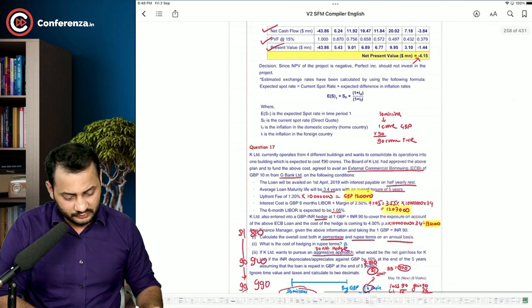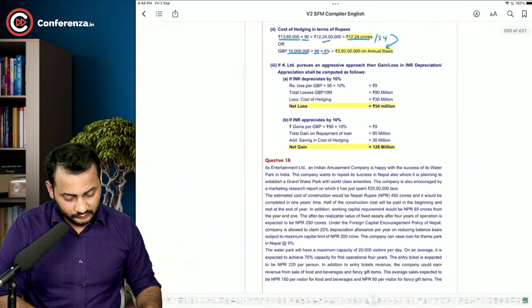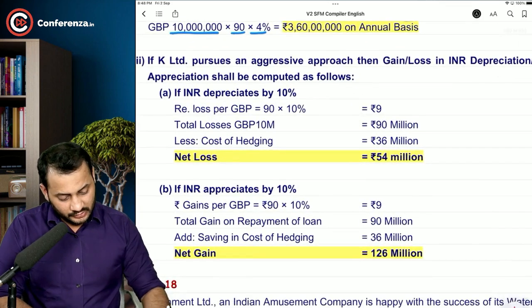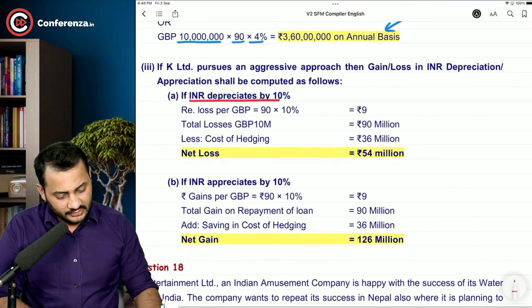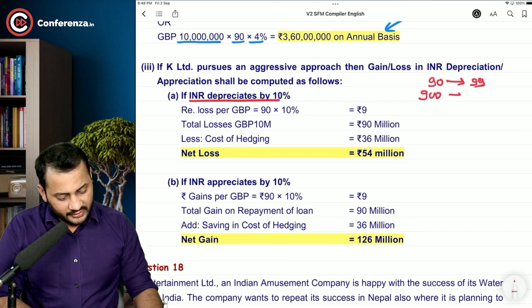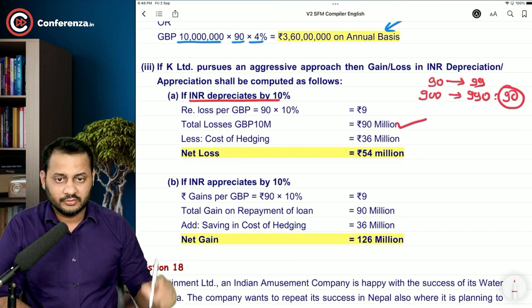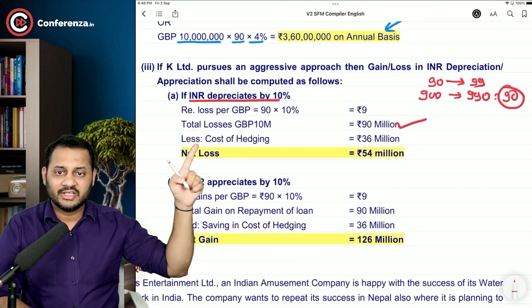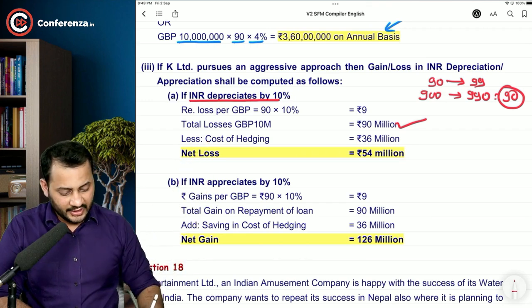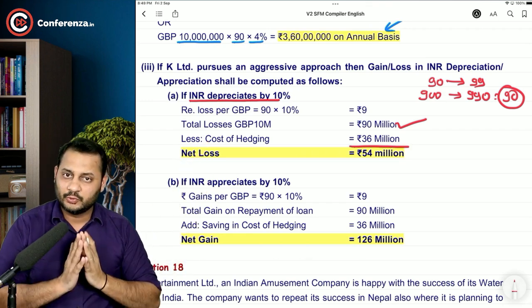Let's have a look. If INR depreciates by 10%, that means from 90 it will go to 99. So out of 900 you will pay 990. So there is a loss of 90 million. Okay. Loss of GBP on 10 million is 90, but you have saved the cost of hedging. So 90 minus 36, the total loss is only 54.